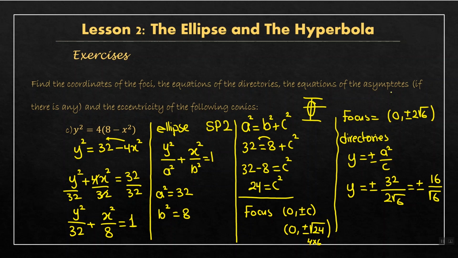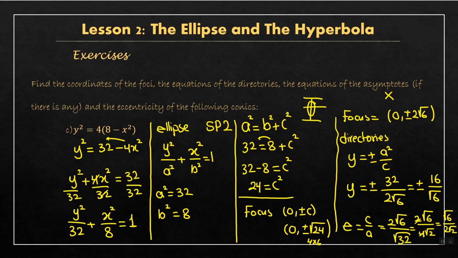The asymptotes, we don't have asymptotes. The eccentricity is going to be c over a. C is 2 root 6, and a is the root of 32, the square root of 32. Okay, so I can simplify this further. The root of 32, 32 is 16 times 2, so it is 4 root 2. I can cancel the 2 with the 4. I will get root 6 over 2 root 2. Okay, and I trust that this is going to be less than 1 because it's an ellipse. All right, I hope that these are all clear so far.